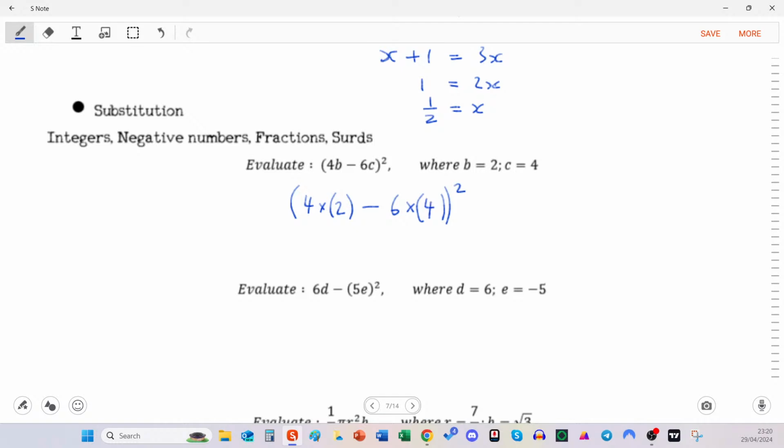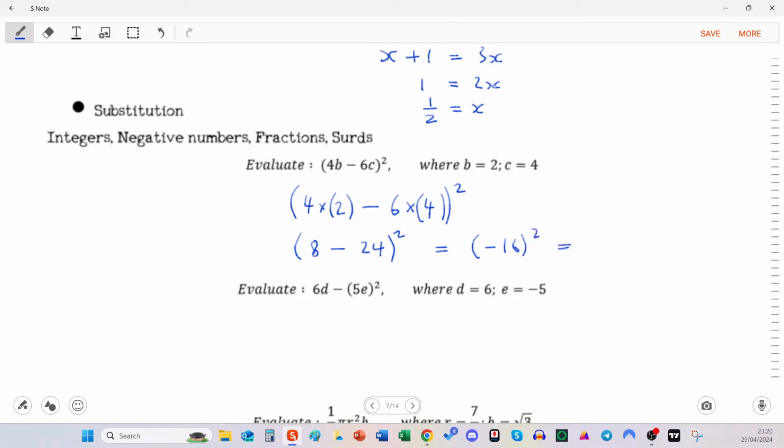Okay, now it's just a matter of BIDMAS. So we're going to do what's in the bracket first, and then we're going to do the multiplication before the subtraction. So it's 8 subtract 24, and that's going to be squared. I'm going to move over to the right now. 8 take away 24 is negative 16 squared.